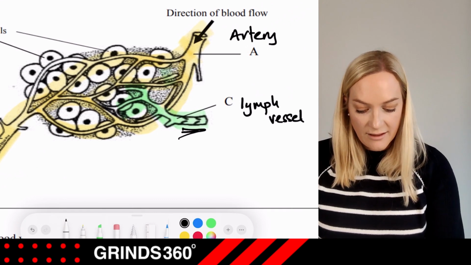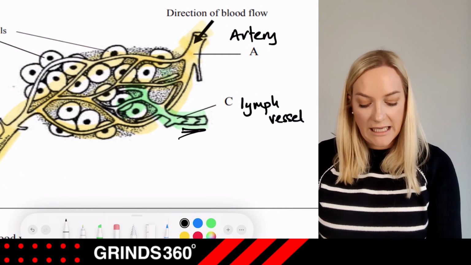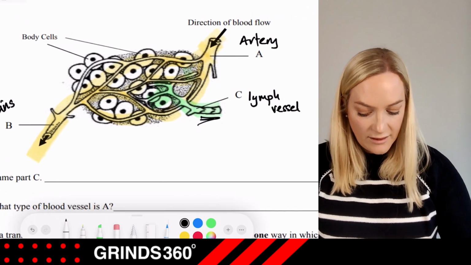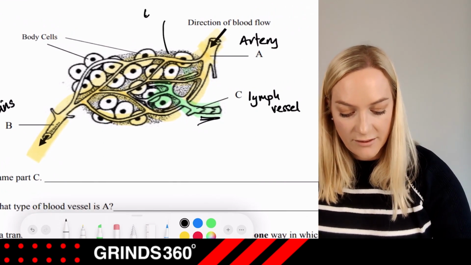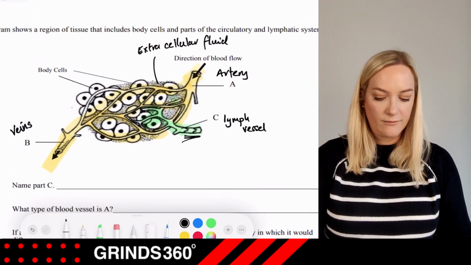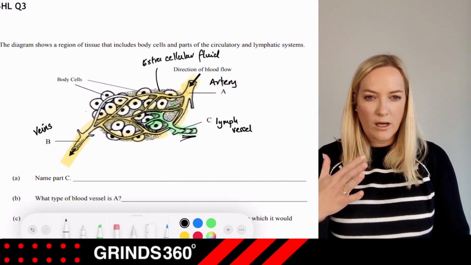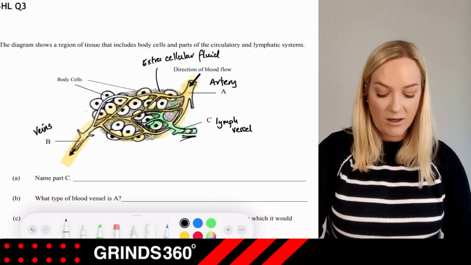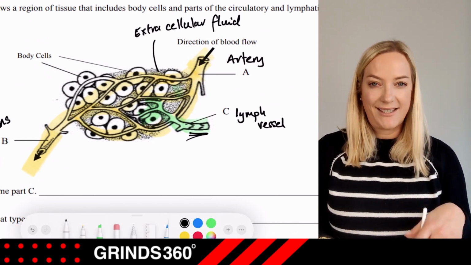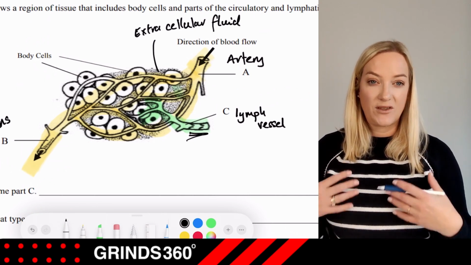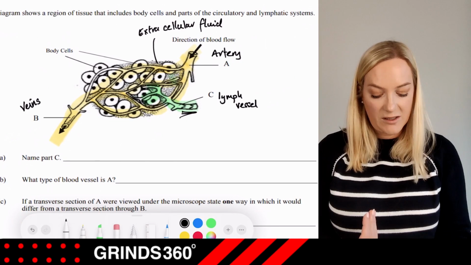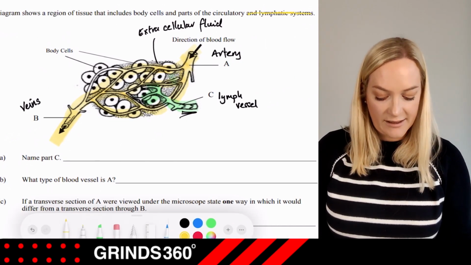I can see then I have lots of cells surrounding, in the black dots here, and that would be your extracellular fluid. These are body cells, and I'm going to label this for myself as extracellular fluid. The diagram at the beginning may be a bit overwhelming. So what you have to do is think, what do you know so far? You can label this part to help you with your answer. I took a couple of minutes looking at what the parts were before I jumped into the questions. The diagram shows a region of tissue that includes body cells, part of the circulatory system and our lymphatic system, so we do have a bit of a hint there.